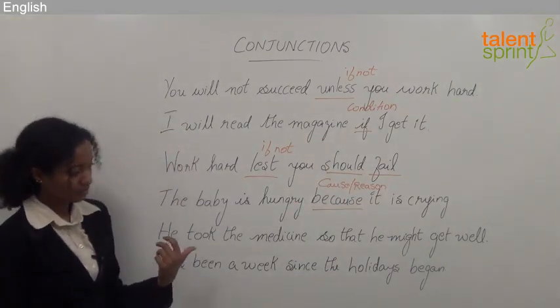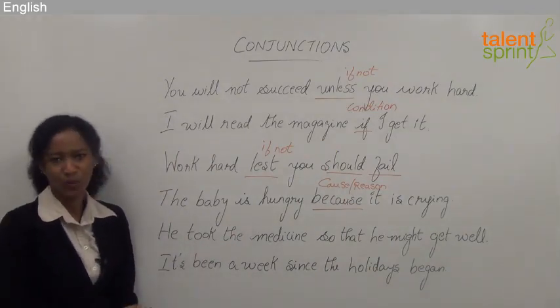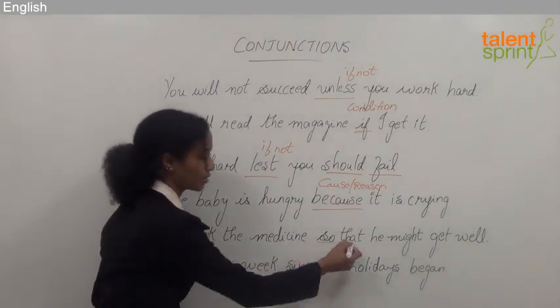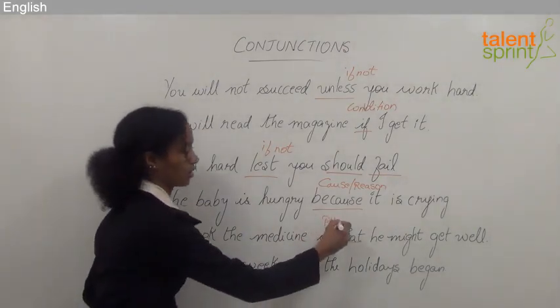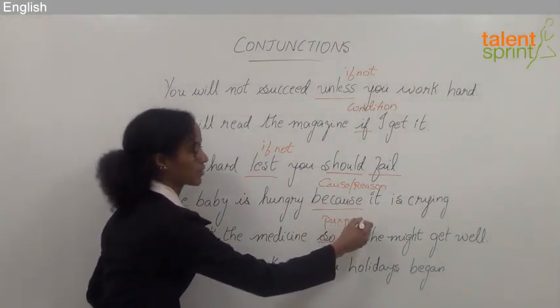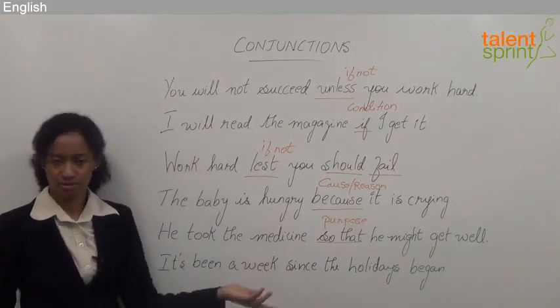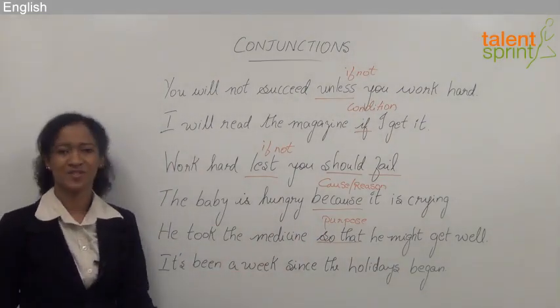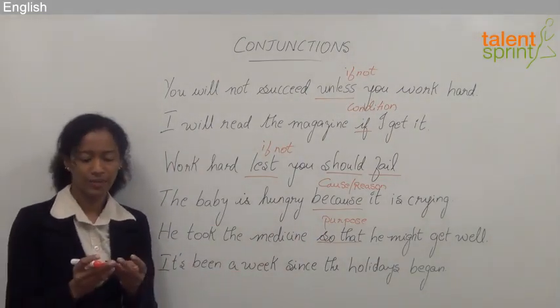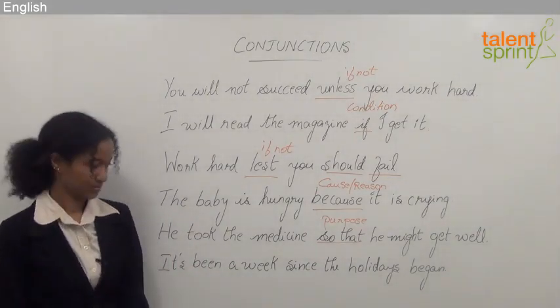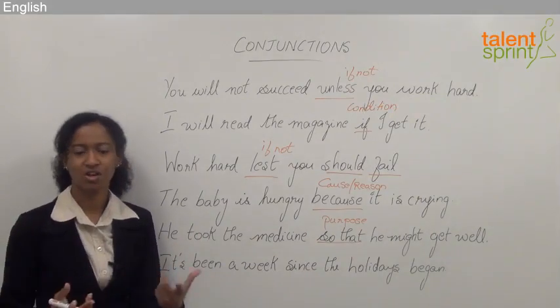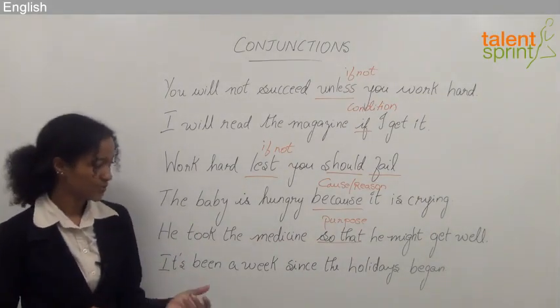He took the medicine so that he might get well. So that here is expressing purpose. I also have in order that. In order that also expresses purpose. So I can say he started early in order that he might not be late. Okay, so there in that sentence, in order that again denotes purpose.